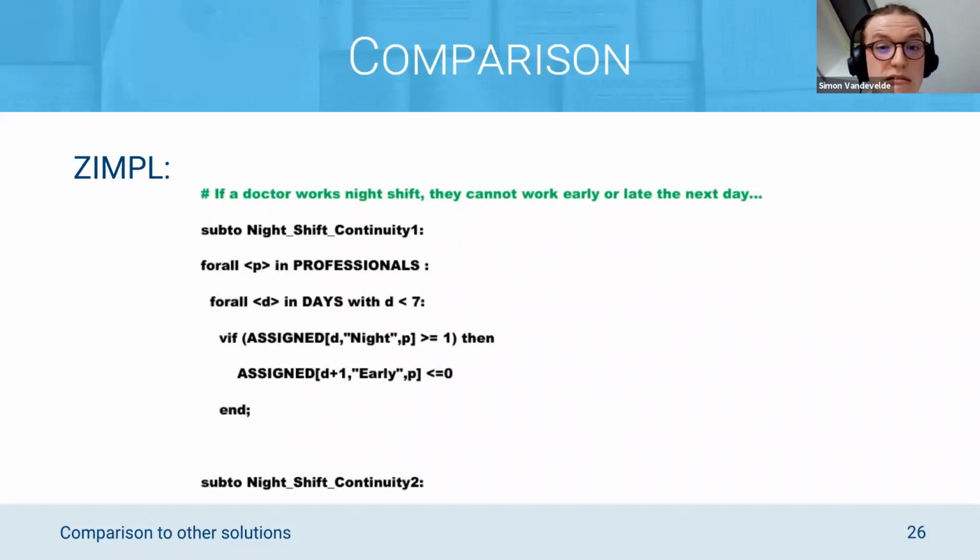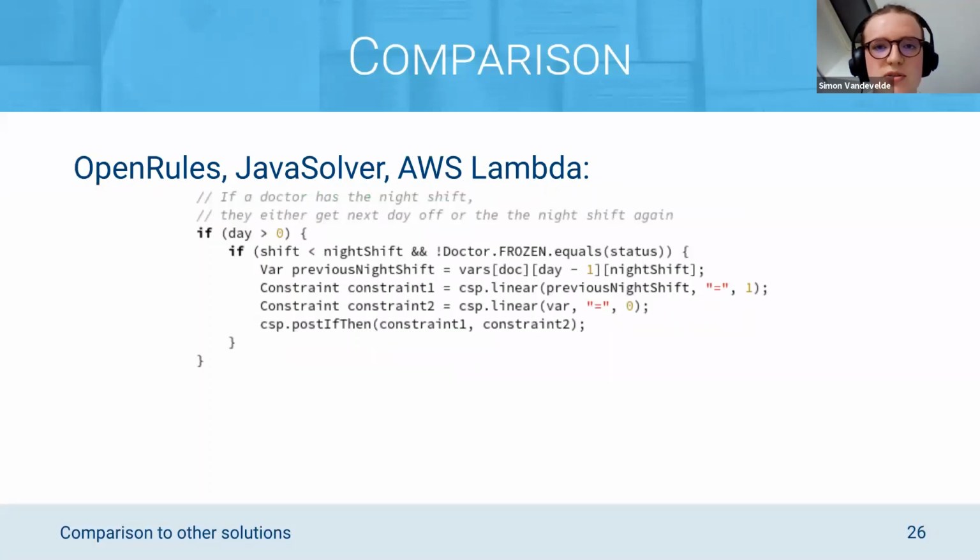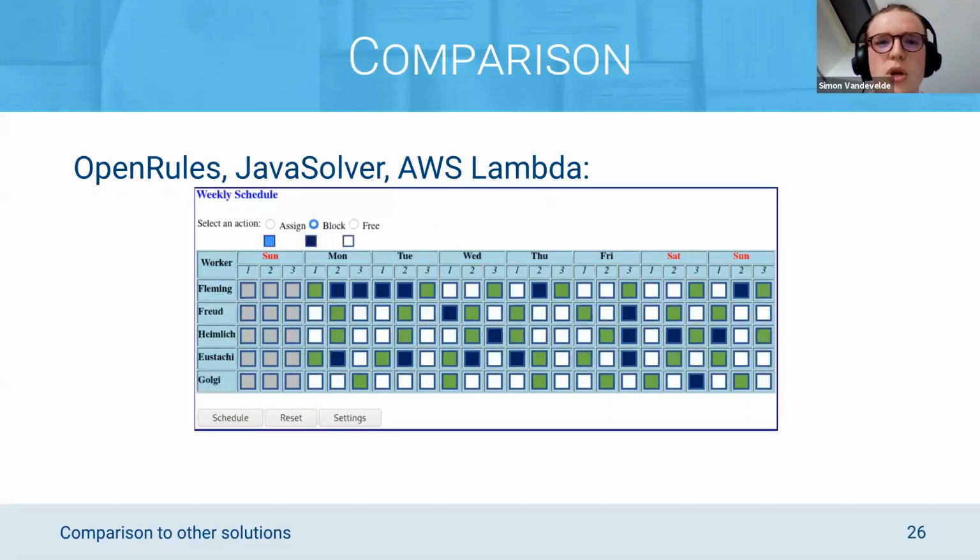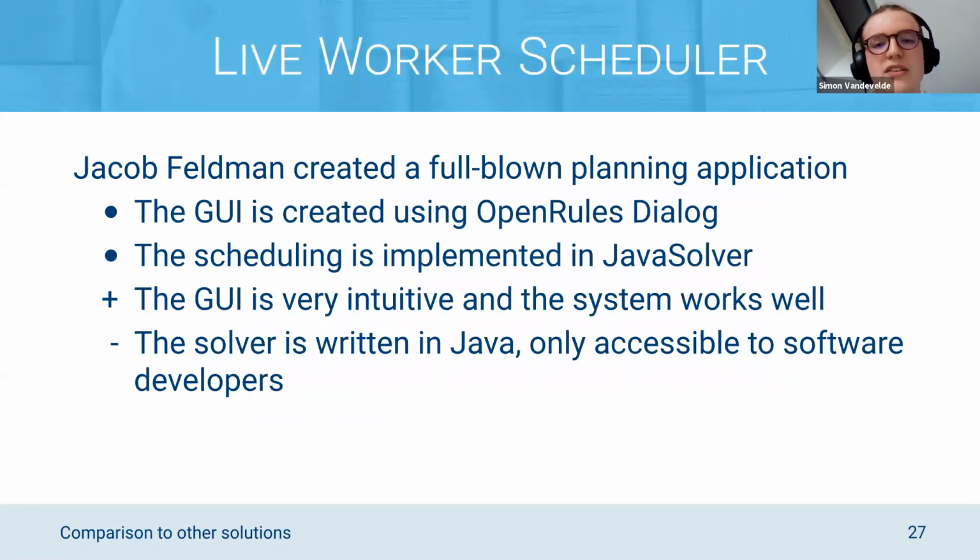This is it in Zimple or ZIMPL, I'm not so sure. And then, of course, we have Jacob's implementation, which he's already shown off earlier. And what is cool about this implementation, as he has shown, is that he created this full-blown GUI for it, reasoning that, okay, we focus a lot on making the implementations, but we don't build an application around it. Now, this GUI is very intuitive and the system works well.